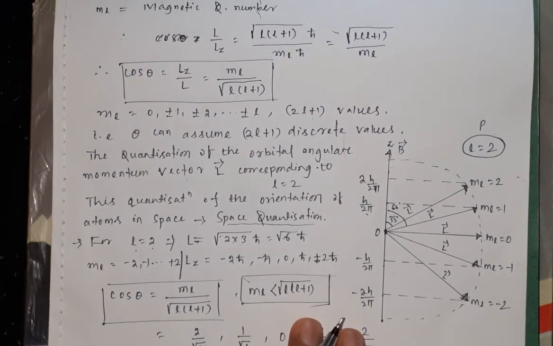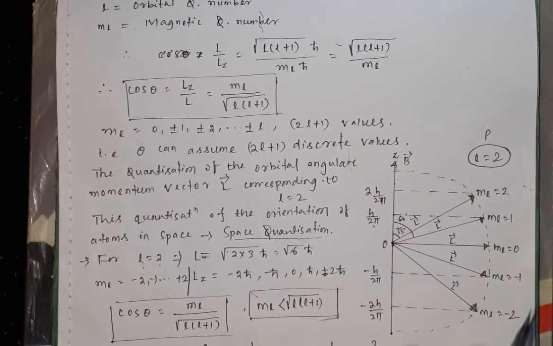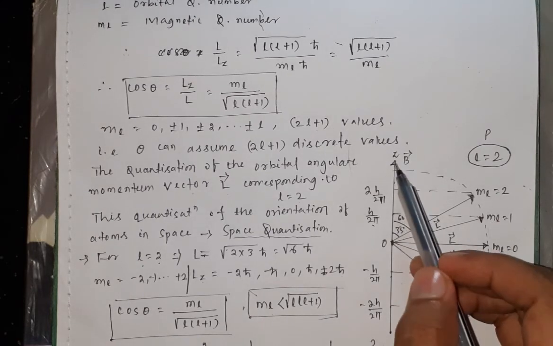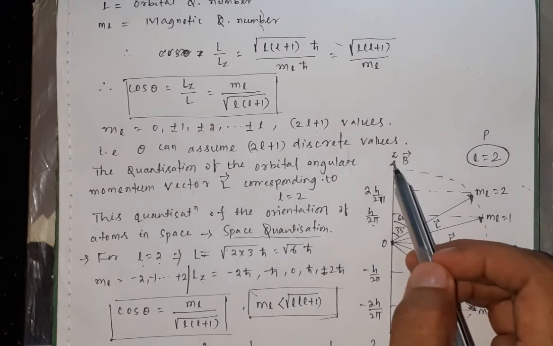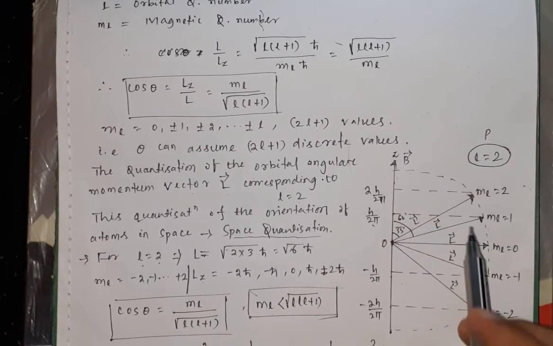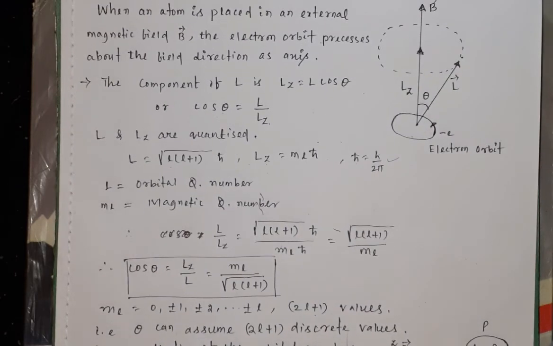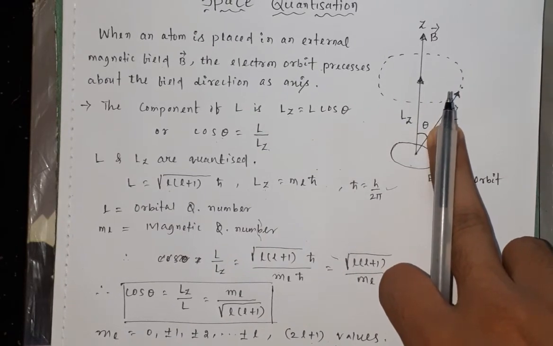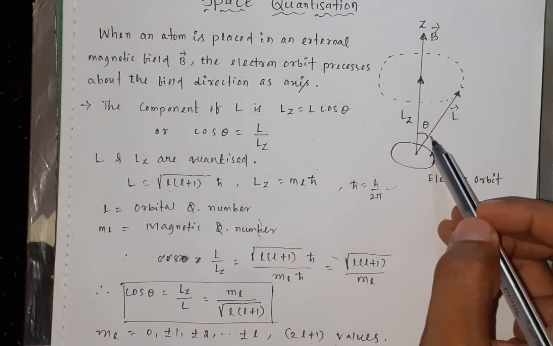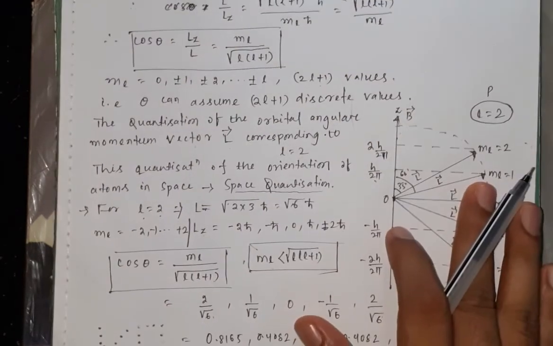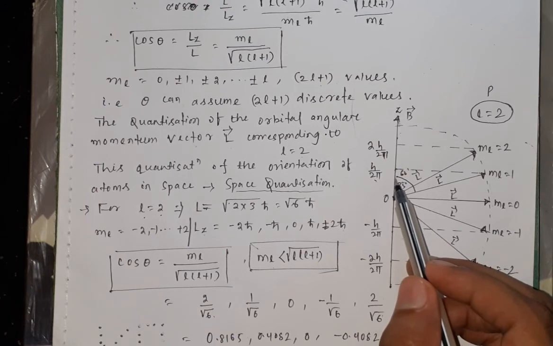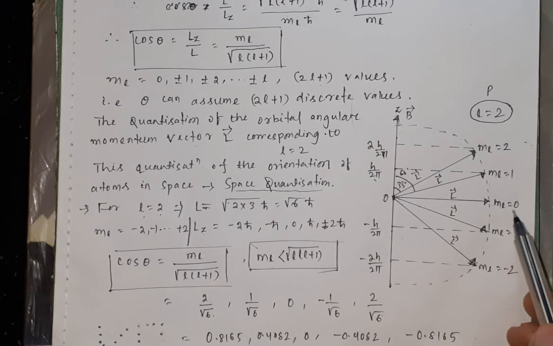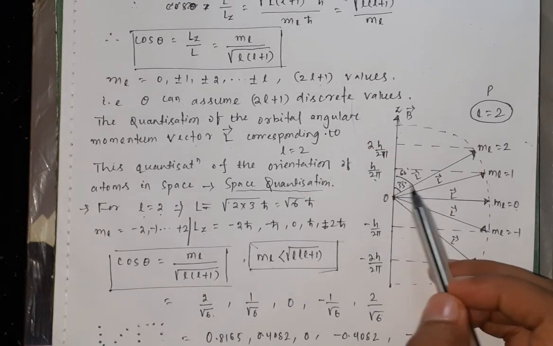Now we will introduce these quantizations in space. Suppose this is the magnetic field direction axis, B, and here this is the L. I have drawn the diagram, and the two are the same. Here L makes some angle theta with B. For ml equals 0, the theta value equals 90 degrees, perpendicular.